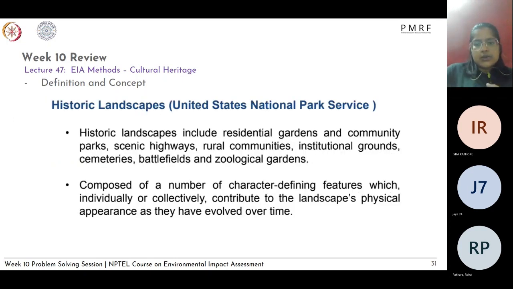So this is an example of historic landscapes based on the United States National Park Service. So this includes historic landscapes in the U.S. National Park Service, which includes residential gardens, community parks, scenic highways, rural communities, institutional grounds, cemeteries, battlefields, zoological gardens. So all of these are included as historic landscapes, and they are composed of a number of character-defining features which individually or collectively contribute to the landscape's physical appearance as they have evolved over time. So this is just an example of historical landscapes from a US point of view.